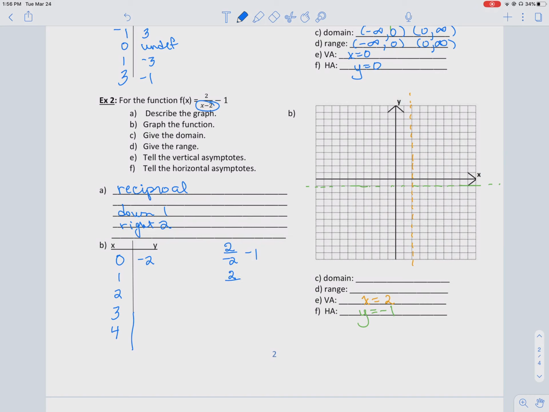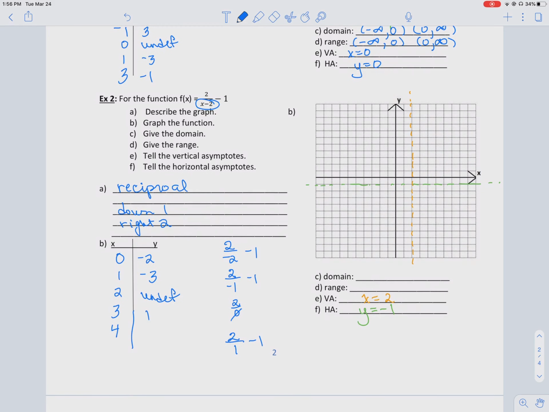If I put a 1 in there, I get 1 minus 2 on the bottom. So that's going to be a negative 1. So that'll give me like a negative 3. If I put a 2 in there, unfortunately, I get something on the bottom that I can't have, right? So that's undefined. And let's put our 3 in there. 3 minus 2 on the bottom gives me 1. So 2 minus 1 just gives me 1. And the last one, 2 divided by 4 minus 2 is 2. So 1 minus 1, that should give me 0. That's just from plugging in. So let's go plot those points.